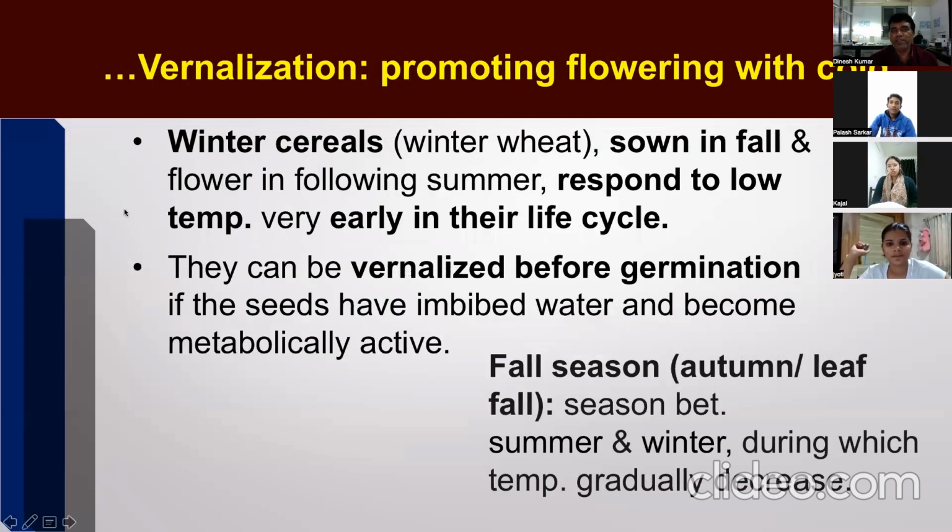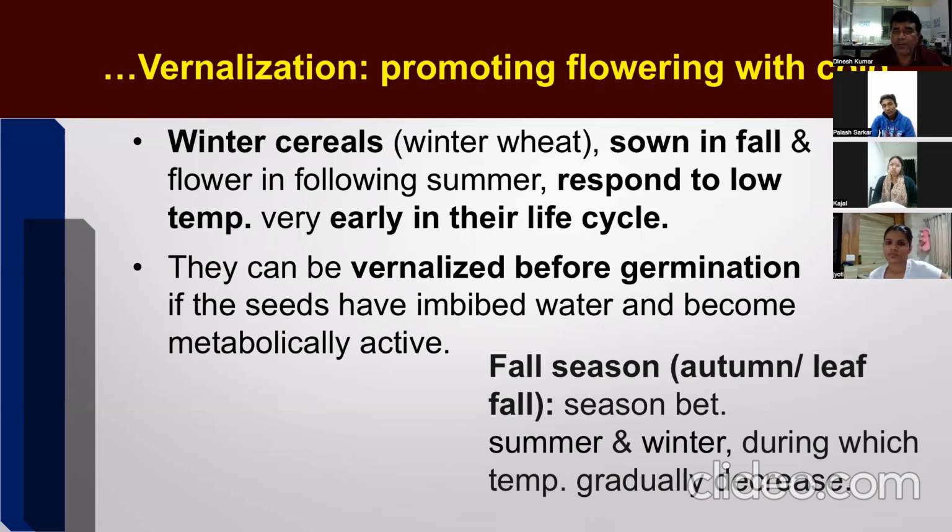So winter cereals like winter wheat are sown in fall, that is the fall season, when leaf fall happens. It has nothing to do with snowfall. In America and Europe, fall season means when the leaves start falling. This comes in the autumn season. I'm sorry, fall season means autumn season, October months.